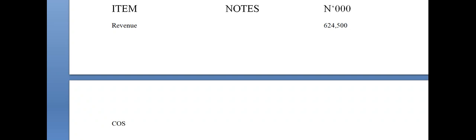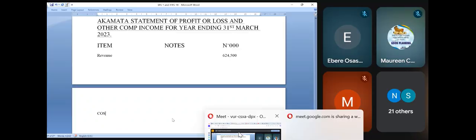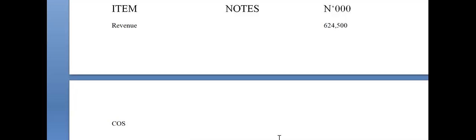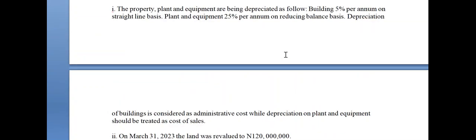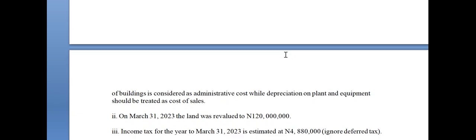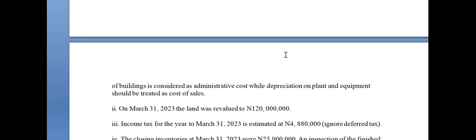Cost of sales. Now check the additional information. Are there any other things that we need to do? Are there adjustments that we need to make? Yes, additional information 1. The property, plant and equipment are there. Depreciation of building is considered as administrative expense, while depreciation on plant and equipment is to be treated as cost of sales. Is that okay? Yes, sir.